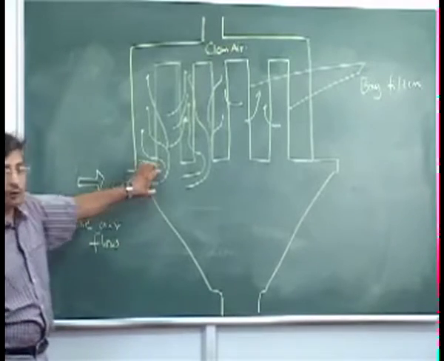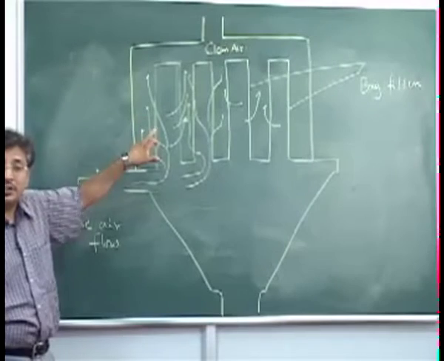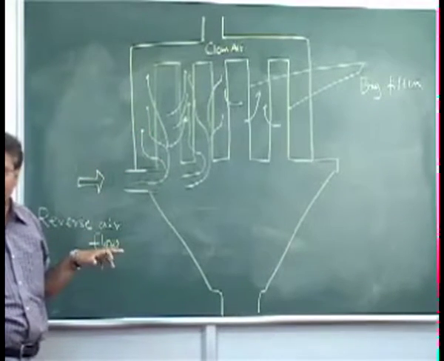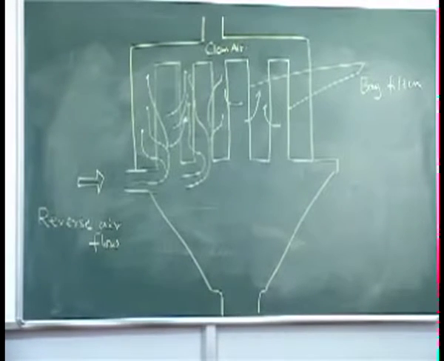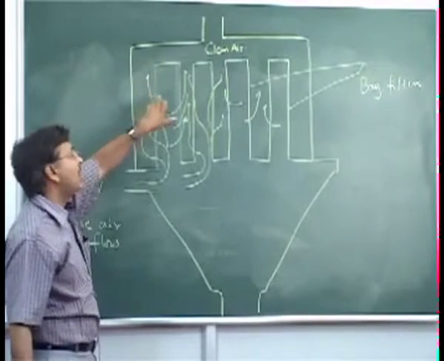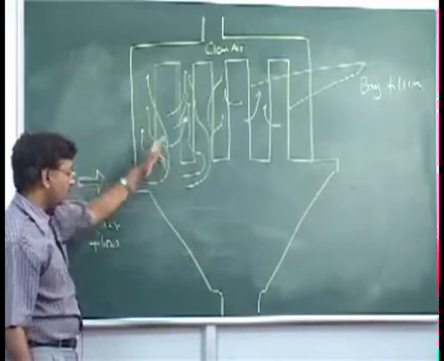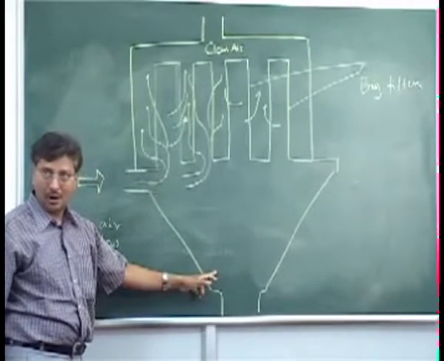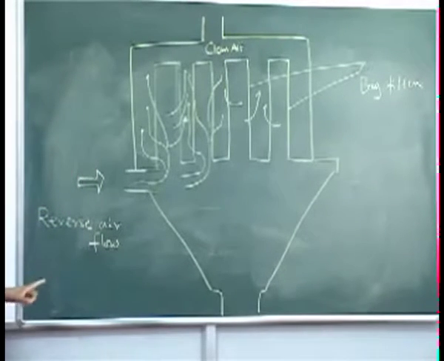You stop this one from here, and make the flow of the air reverse, using the clean air. We will have some kind of compressed air and things like that. So you make the flow reverse. Now the flow is from the outside to inside. That will dislodge your dust, and the whole dust will fall into your hopper. So that is what we call reverse airflow.